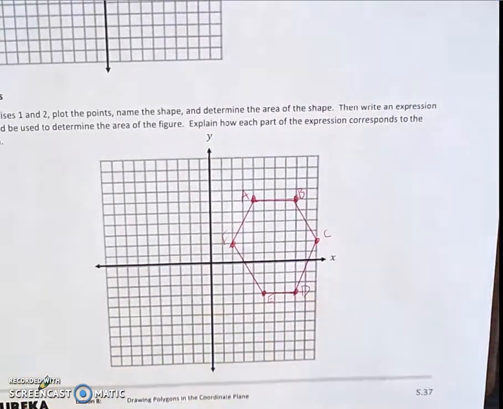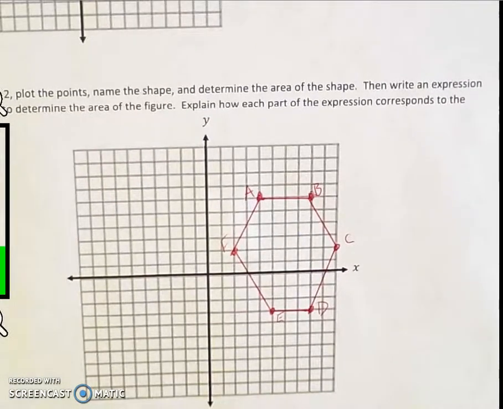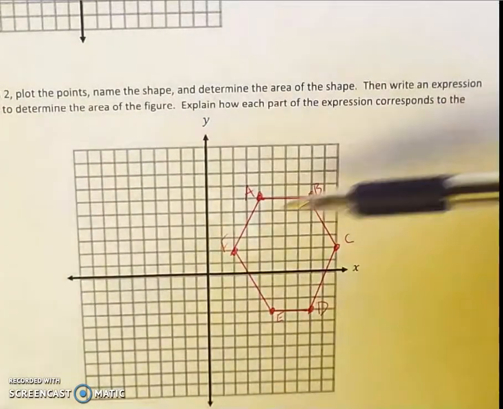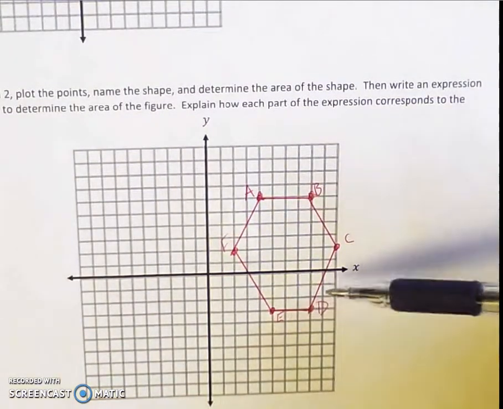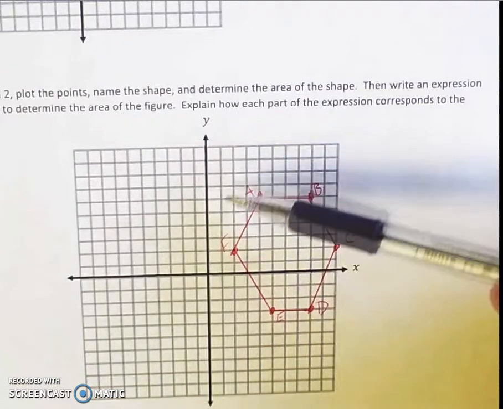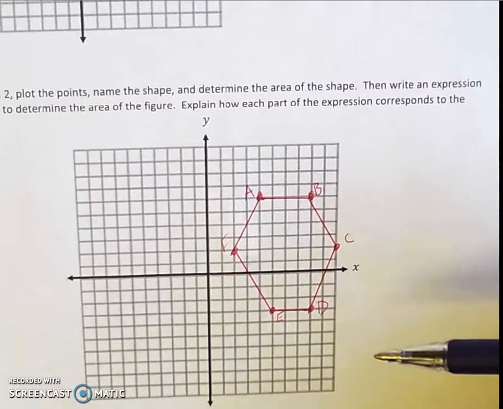Okay, so after you've plotted the 6 points, your image should look like this. It should end up looking like a hexagon. Notice though that the top and the bottom of the hexagon do not have the same length. AB is a little bit longer than side ED. So what we need to do is look inside this hexagon and start making shapes within the hexagon and finding the area of those smaller shapes.